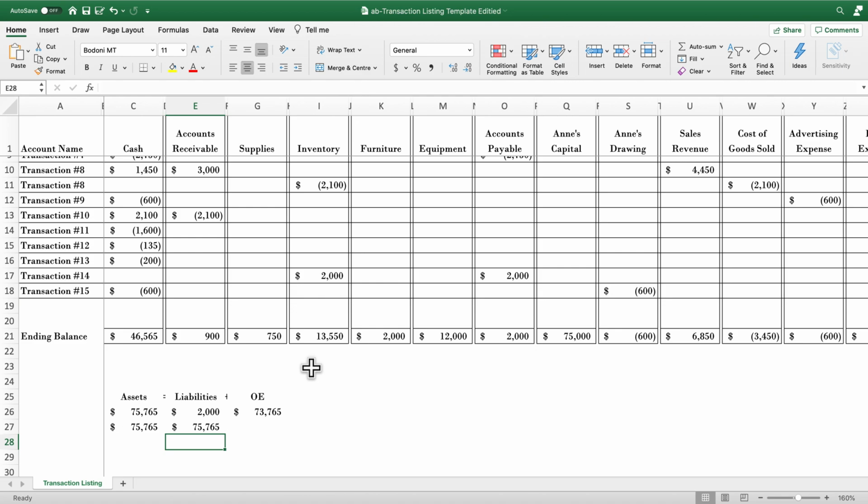All right, last one. Anne withdraws $600 from the business for her own personal use. So we have our debit of $600. Anne's drawing. She's withdrawing it from the organization, so it's decreasing owner's equity. And we have our credit of cash going out of the cash account.